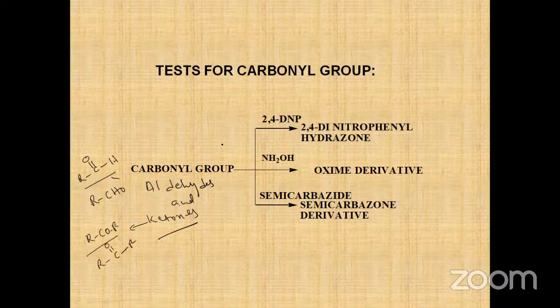Now, general tests are there for finding out the carbonyl group. The C=O, the oxo group, is the carbonyl group of the aldehyde or ketone. This can be reacted with three reagents. It reacts with 2,4-DNP, leading to formation of 2,4-dinitrophenyl hydrazone. Suppose this is the 2,4-DNP.